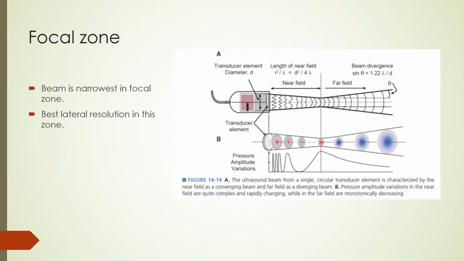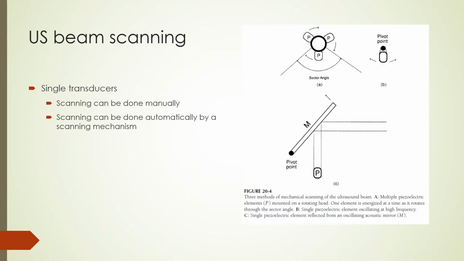The focal zone is the region between the near field and far field. The ultrasound beam is the narrowest in this region, and it is the best region for lateral resolution. For single element transducers, scanning of the patient may be accomplished by physical motion of the ultrasound transducers. The sonographer can sweep the transducer back and forth manually, or a mechanical or automatic system may be used. Several methods for mechanical scanning are shown in the figure on this slide.